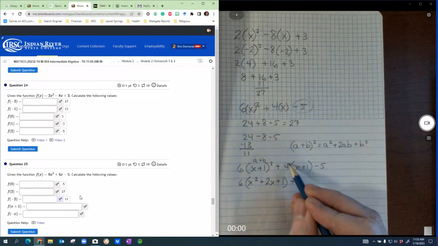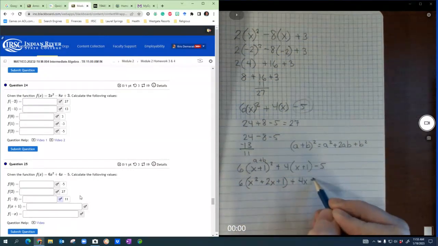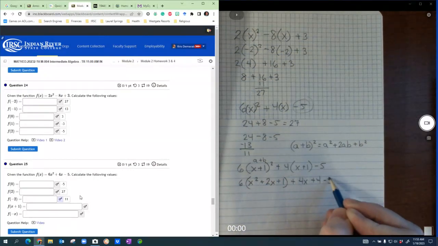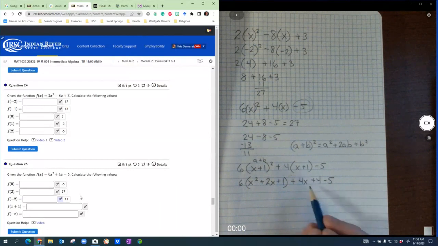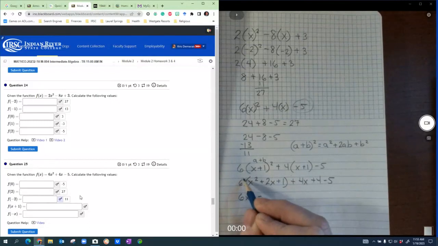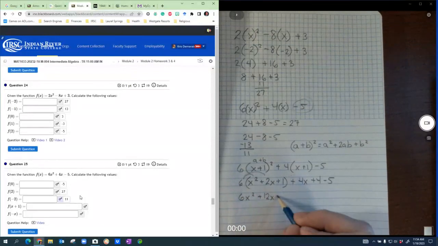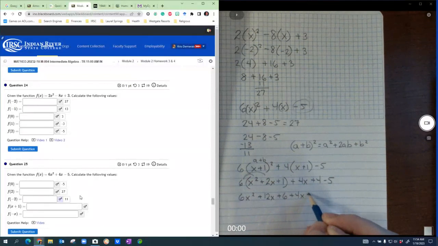And then I'm going to do the distributive property here. 4 times x is 4x. And then 4 times 1 is 4 minus 5. So I have now this. I'm going to do the distributive property, 6x squared. All right, so that's this. Now I'm going to do that. Plus 12x. And then 6. And now I have this so far.